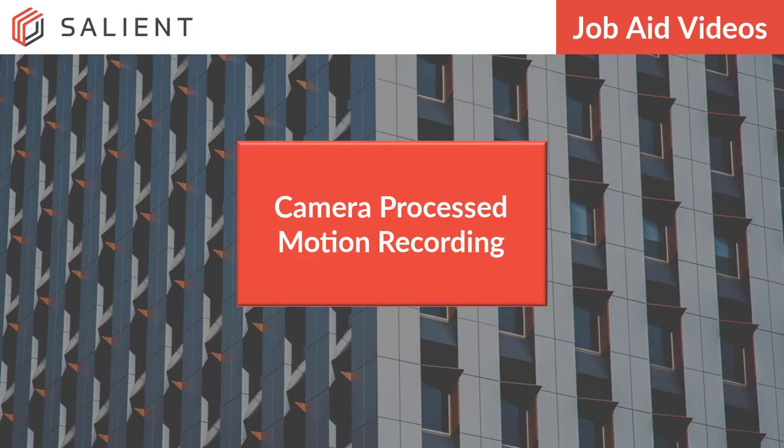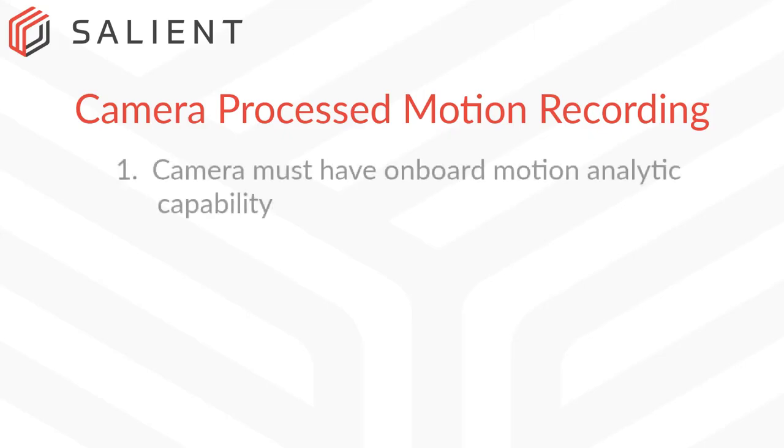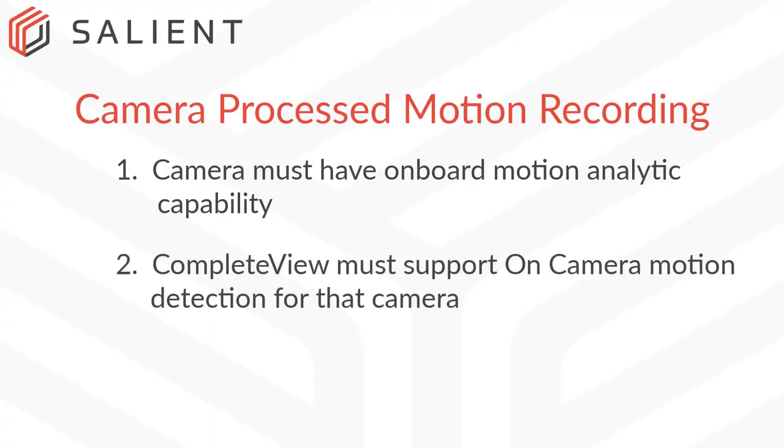In this video, we will demonstrate the process used to configure a Complete View recording server for camera processed motion recording. There are two requirements for this feature to work. First, the selected camera must have onboard motion analytic capability. And second, Complete View must support on-camera motion detection for that camera.